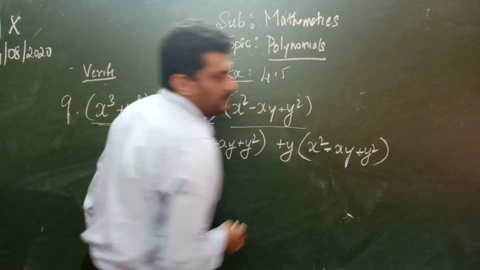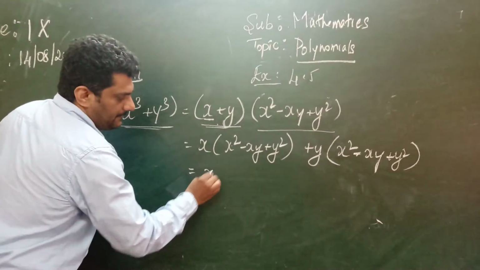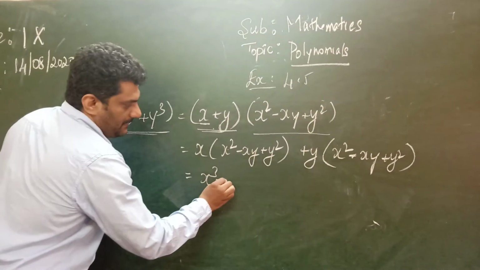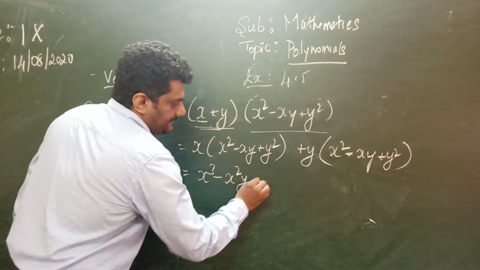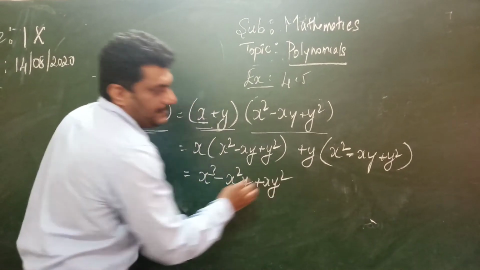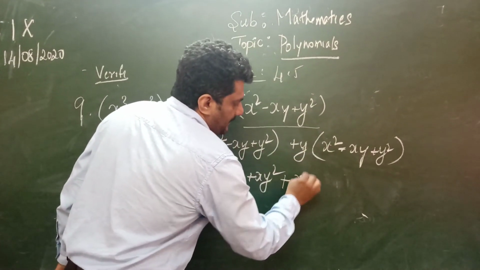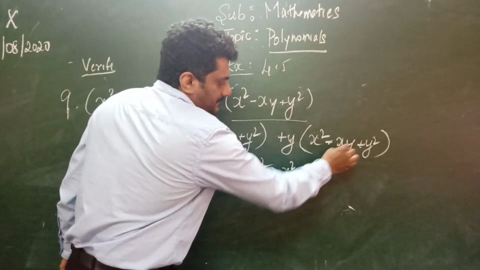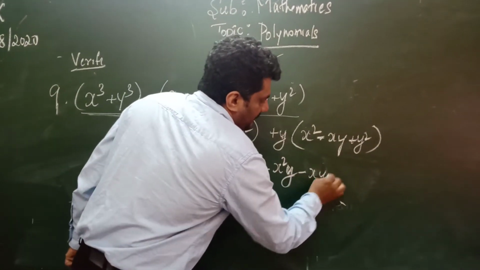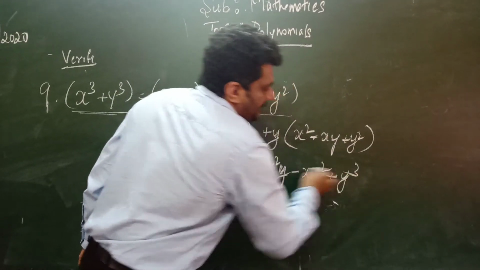Plus y squared, which is equal to x into x squared, x cubed, minus x squared y plus x y squared, plus y into x squared, you get x squared y. This into this, you get minus x y squared. Y into y squared, you get y cubed.